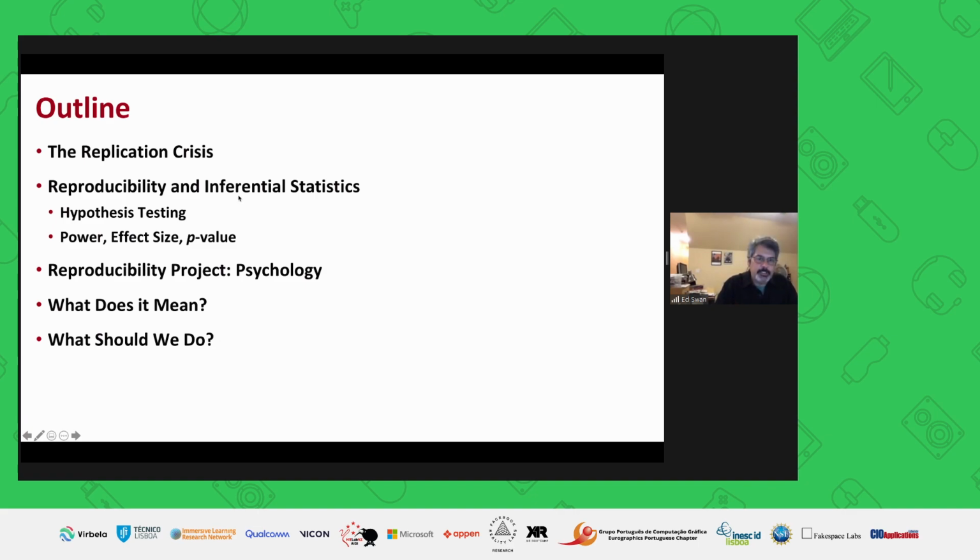The replication crisis is going to involve a particular paper that we will cover in some depth. And that paper, in order to deeply understand what's in it, I'm going to review some aspects of inferential statistics. So we'll talk a little bit about hypothesis testing, and then power, effect size, and p-value. Having done that, we're going to cover the paper in some detail. It's called the Reproducibility Project Psychology. And then we're going to talk about what that means, and then we'll talk about what we should do.